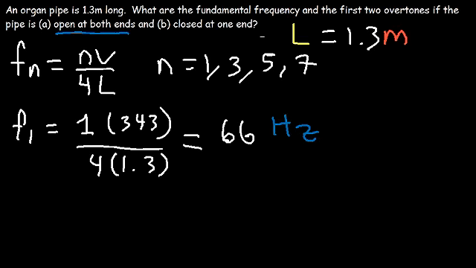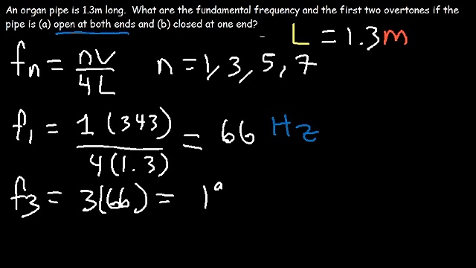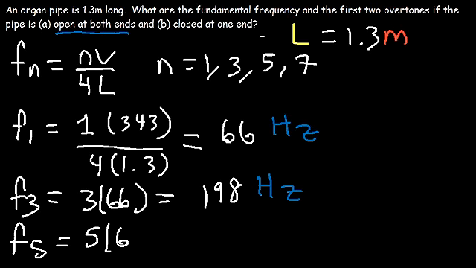So the first overtone is the third harmonic, so be careful with that. So it's 3 times 66, which is about 198 hertz. Now the second overtone is the fifth harmonic. So that's 5 times 66, which is 330.